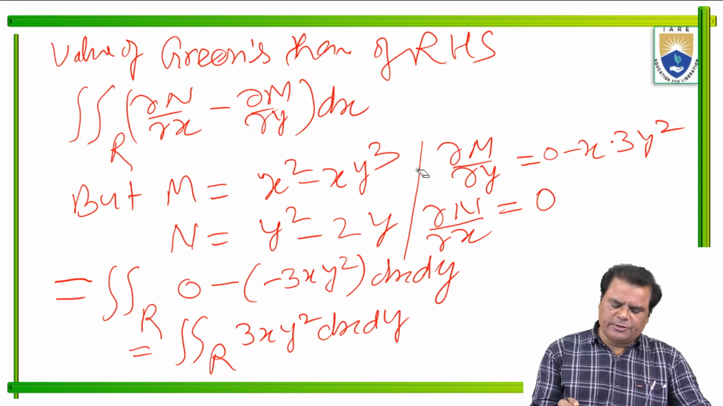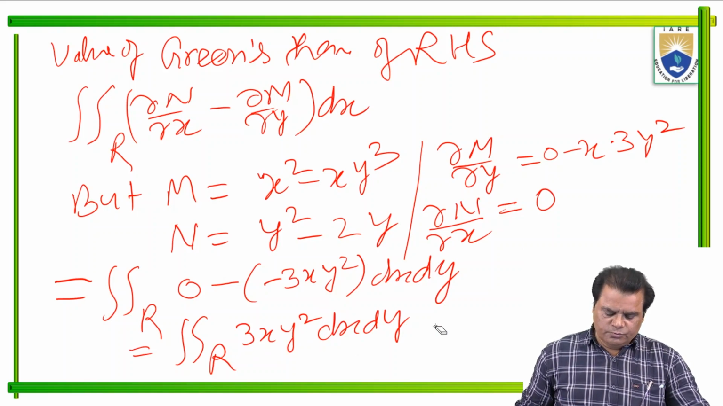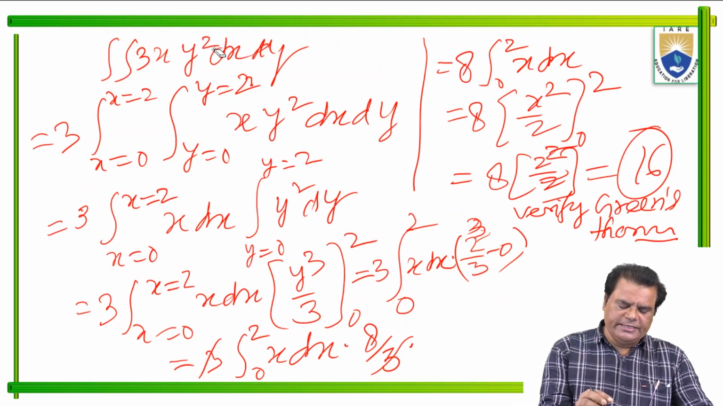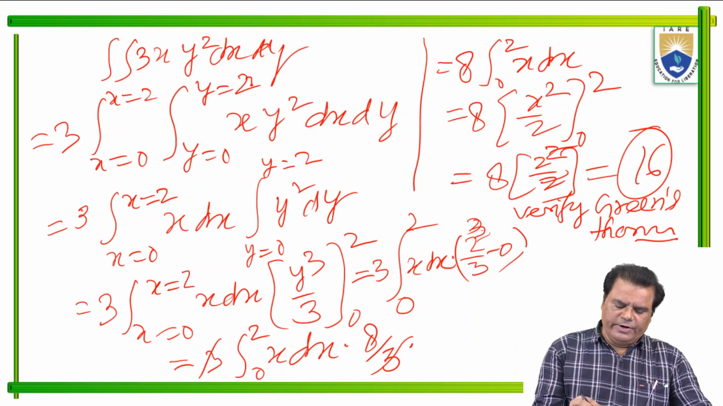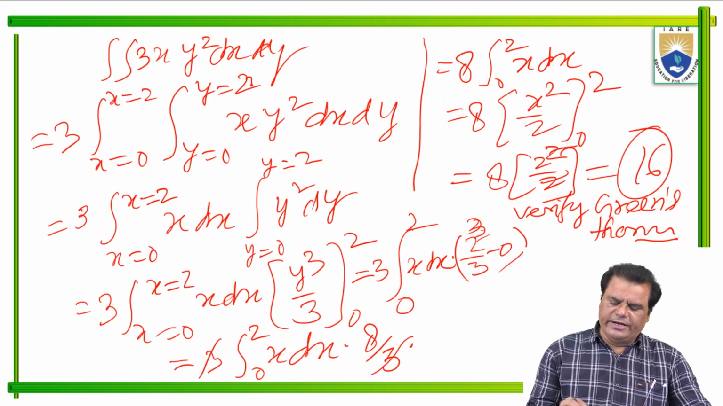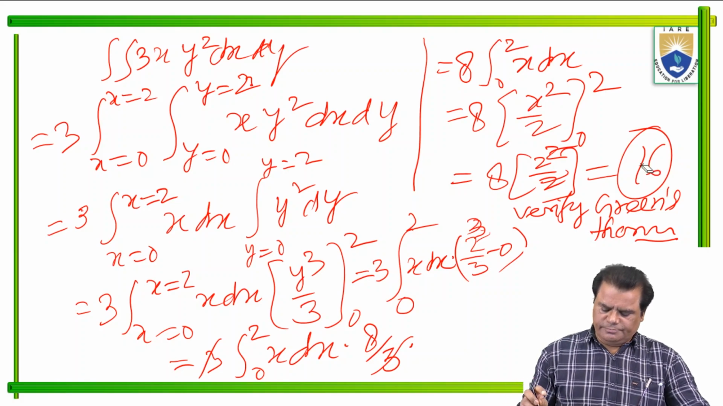Now the integral of ∂M/∂y: the differential with respect to y means 3xy square, and the differentiation of N with respect to x means 0. So minus minus 3xy square dx dy. Here 3 is common, xy square with limits 0 to 2 and 0 to 2. X is common, y square integrates to y cube by 3, so this is 8 by 3, and x square by 2 is 4 by 2. 3 is cancelled. So this is 16.